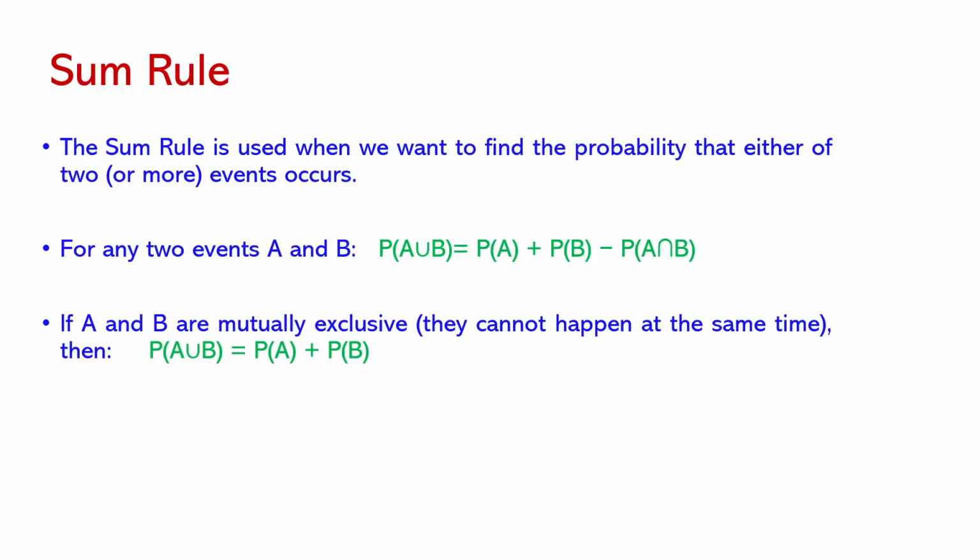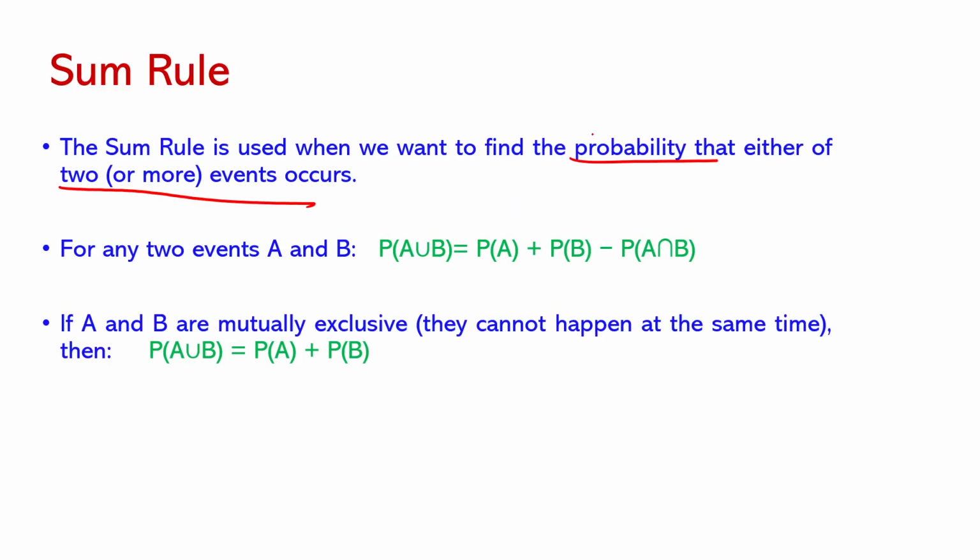Next, in probability we have two important principles which we have to study, sum rule and product rule. Let us try to understand what is the sum rule and product rule. Sum rule, right. It is used when we want to find the probability that either of two or more events occur.